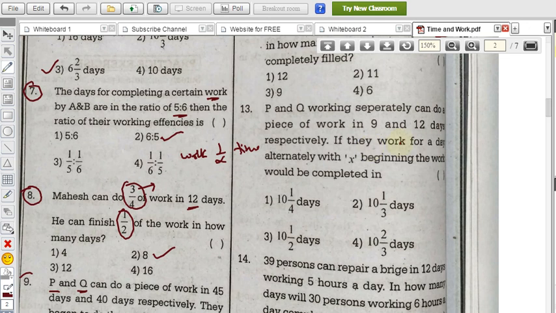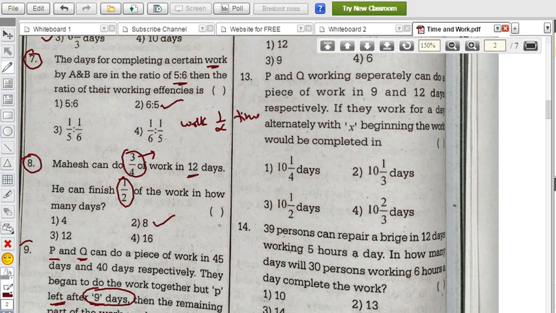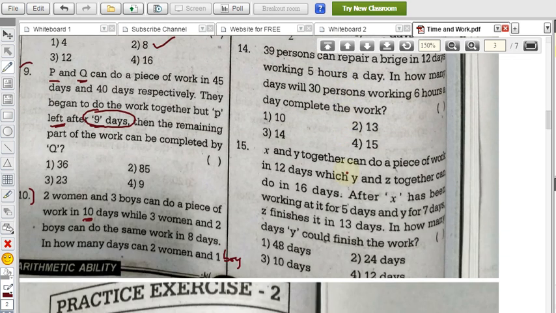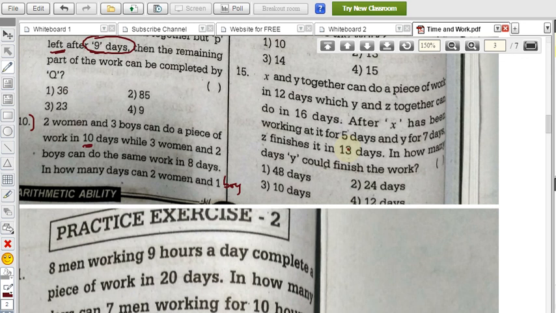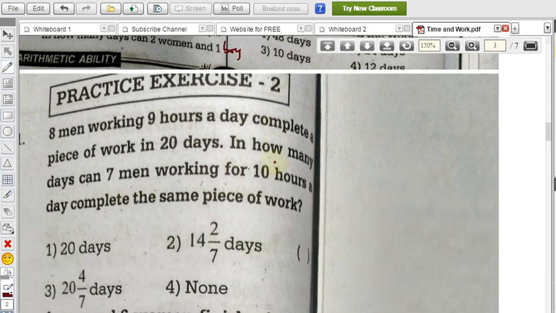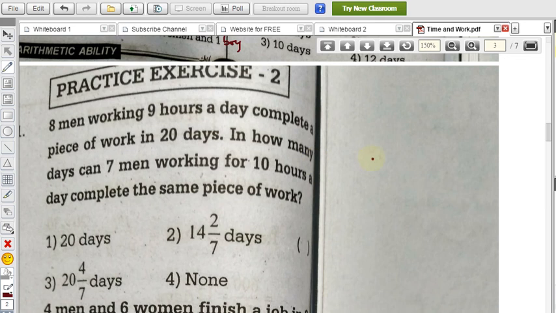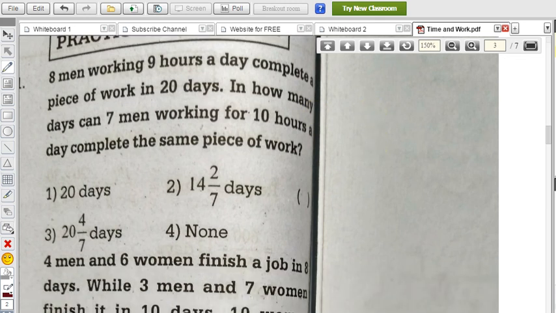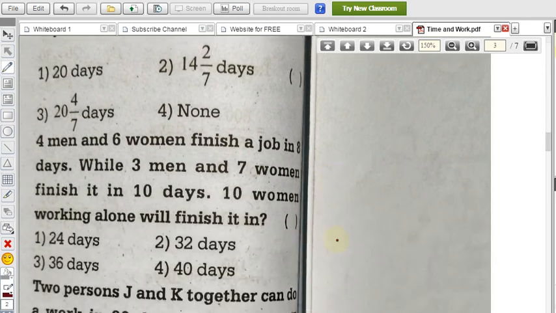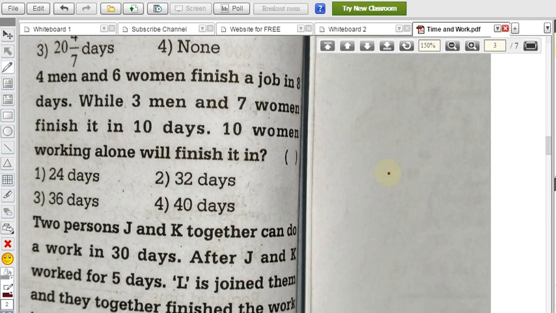Similarly, some more questions are there in this. You can see. Not only this, other worksheet questions also I will show you. So these are the problems. Second exercise and third exercise are also available. You can download other papers also from this.